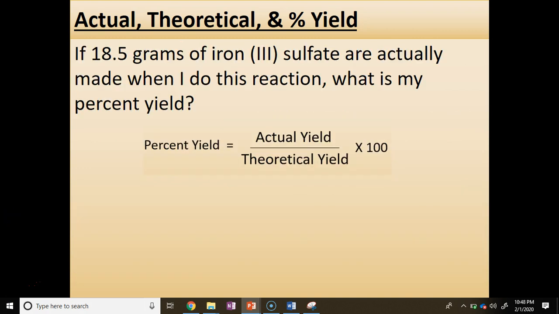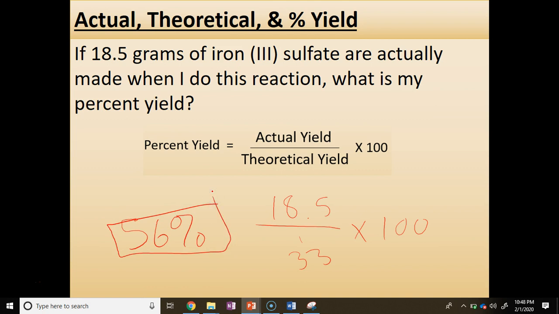So now, if we look here, we can calculate our percent yield. So actual yield for this one, if 18.5 grams of iron 3 sulfate are actually made when I do this reaction, what is my percent yield? What we can do is set that formula up as actual divided by theoretical. So 18.5 divided by our 33, and then times 100. And then when we plug that into the calculator, we are going to get 56% as our answer. So this had a percent yield of 56%.